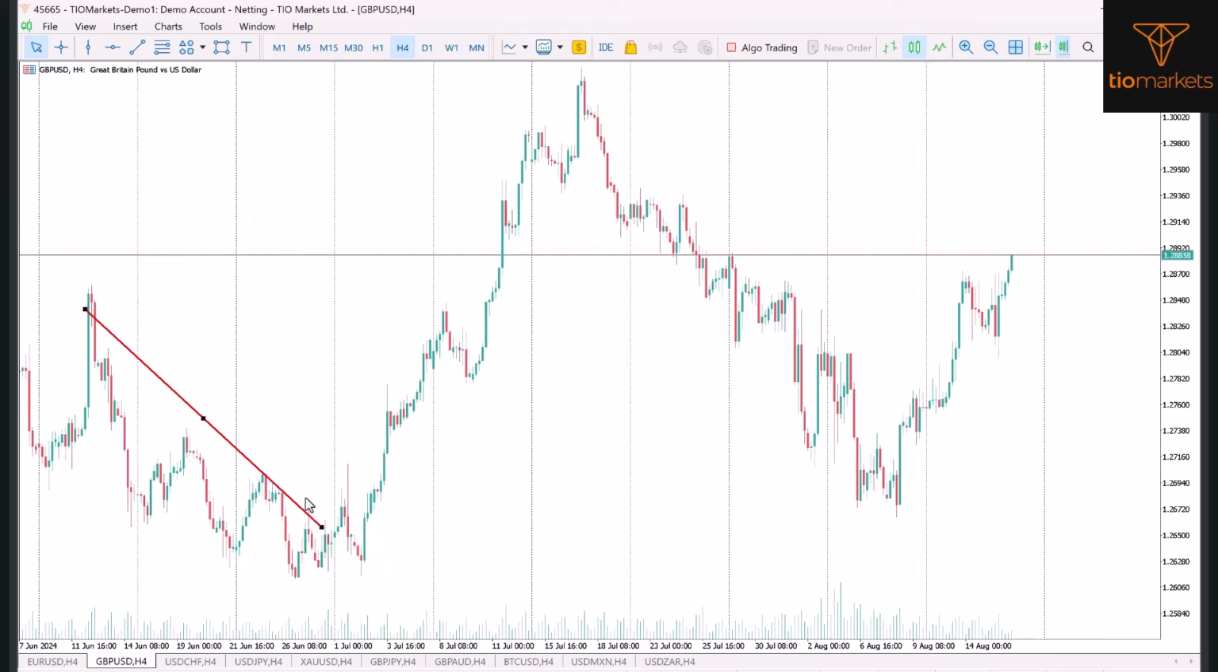Price has been going down, as you can see here. Price has been going down, but then price takes out this particular high.